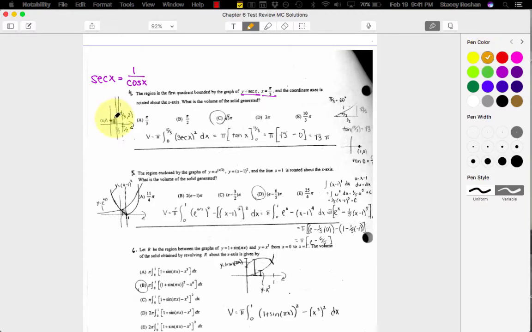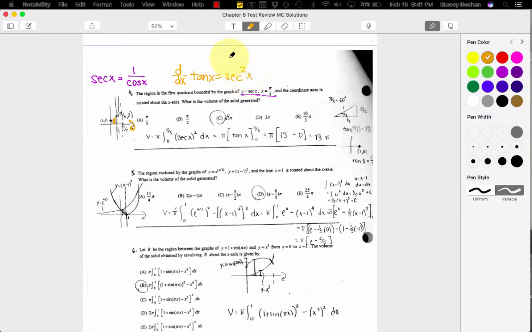And so this radius right here is just top curve minus bottom curve because we're revolving around the x-axis there. That's just the curve. That's secant x. And so we have pi r squared, pi secant x squared. The bounds are from 0 to pi over 3. And the antiderivative of secant squared is tangent. You just need to memorize that. One of the derivatives that we memorized was that the derivative of tangent x is secant squared x.